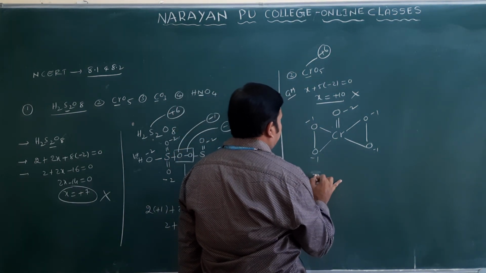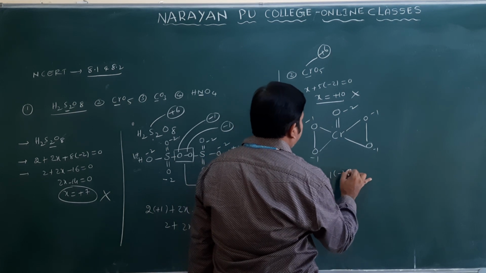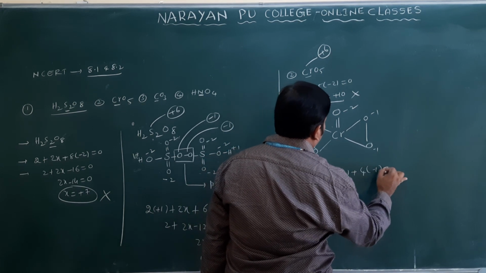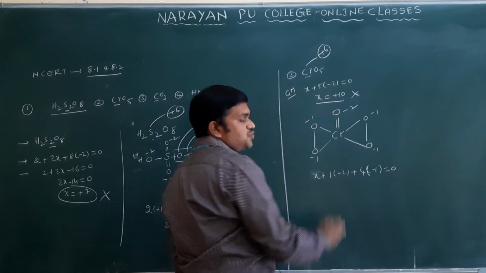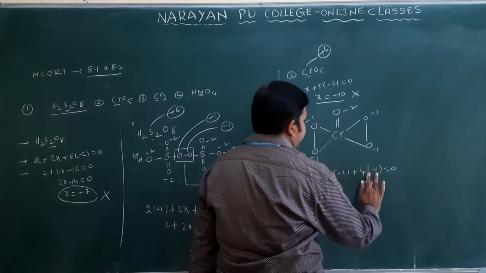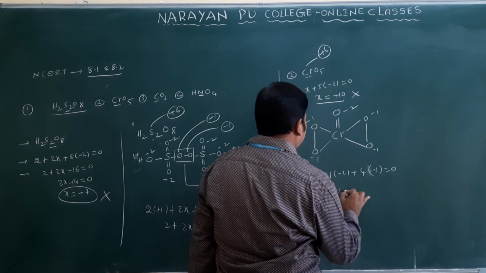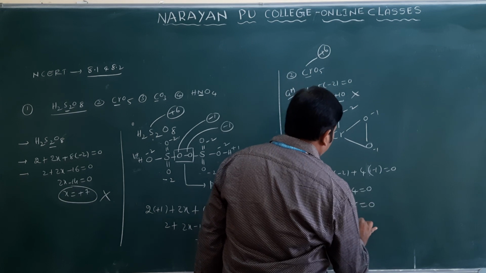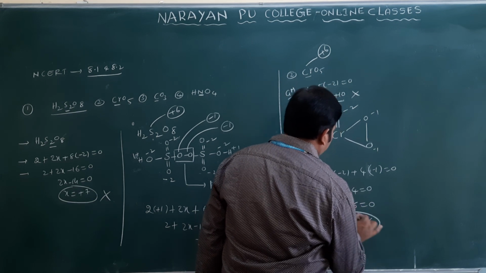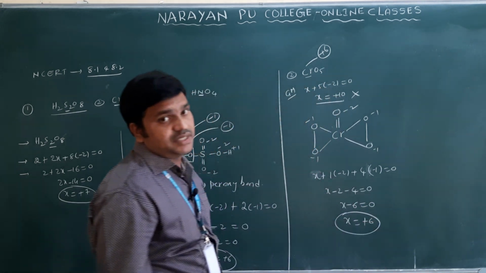Let Cr be x. Then x plus 1 into minus 2 plus 4 into minus 1. Minus 1 from which one? 4 peroxy bonds here. Minus 2 from which one? Normal oxide. Then you will get x minus 2 minus 4 is equal to 0. x minus 6 equal to 0. x equal to plus 6 only. This is for CrO5.